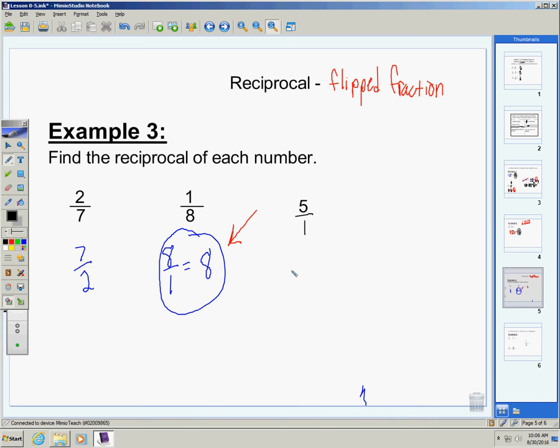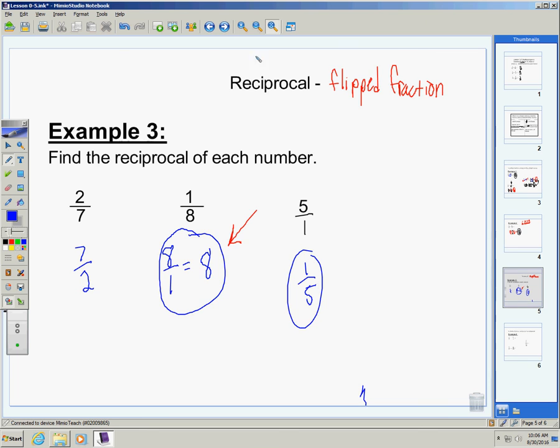And when I write it as 5/1, now I see a fraction to flip, so the reciprocal of 5 would just be 1/5. Whenever you're working with a whole number and you need to find the reciprocal, just put it over 1, because remember, dividing by 1 doesn't change it, and then it makes it easy to see what the reciprocal should be. The reciprocal of 5, or 5/1, is just 1/5.